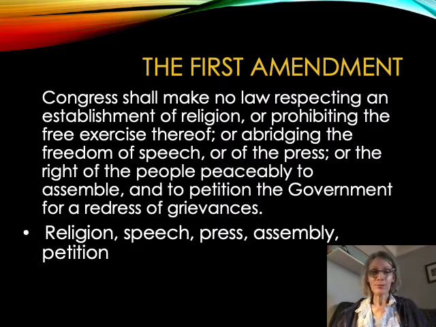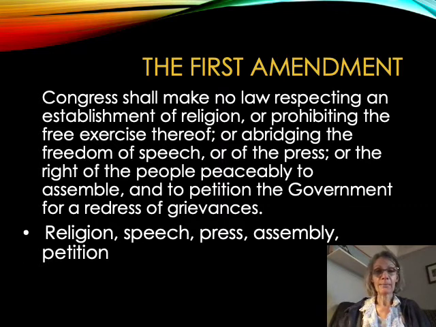The First Amendment, as we know, says Congress shall make no law respecting an establishment of religion or prohibiting the free exercise thereof, or abridging the freedoms of speech or of the press, or of the right of the people to peaceably assemble and to petition the government for a redress of grievances. And so we have religion, speech, press, assembly, and petition. And all of that is included in the Bill of Rights, in the First Amendment.